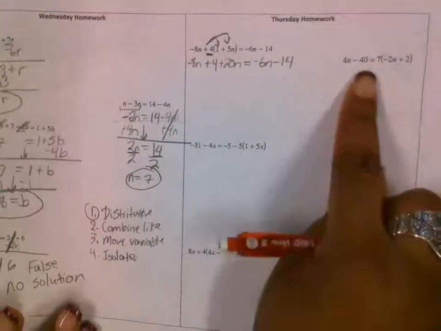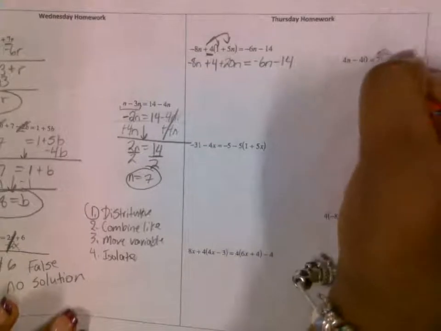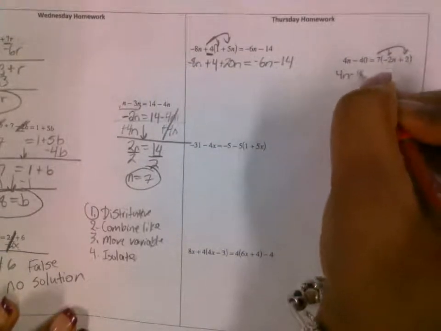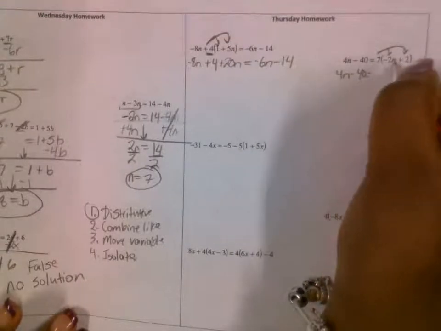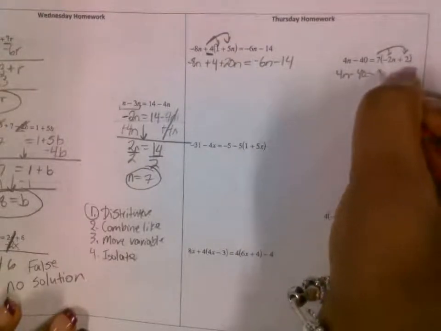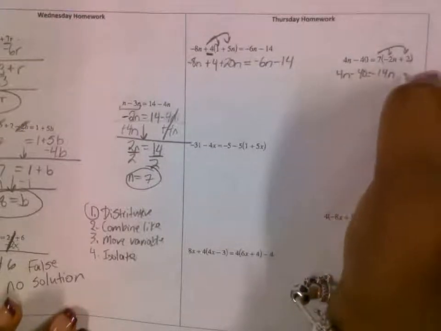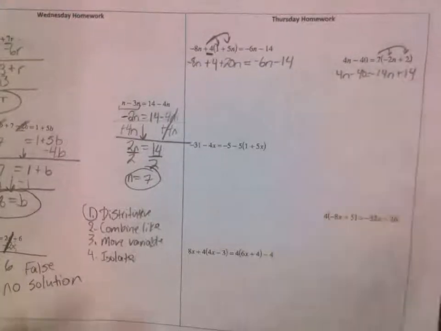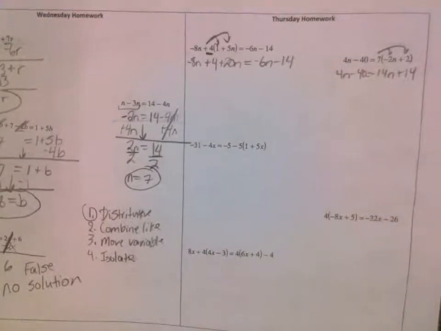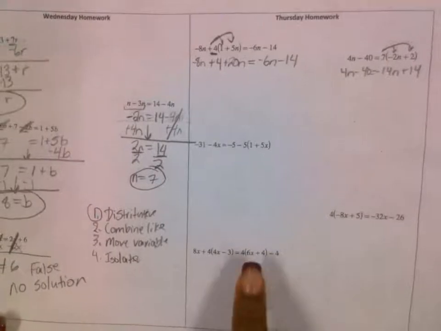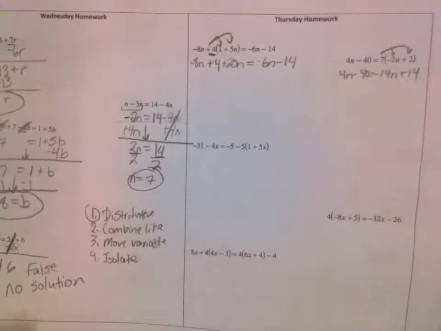Distributive property comes first. Even for here, distributive property would be first. So this is going to be 7 times both numbers in the parentheses. This is -14. And this is +14. Distributive property goes first. You got 2 distributive properties. Do distributive property first.